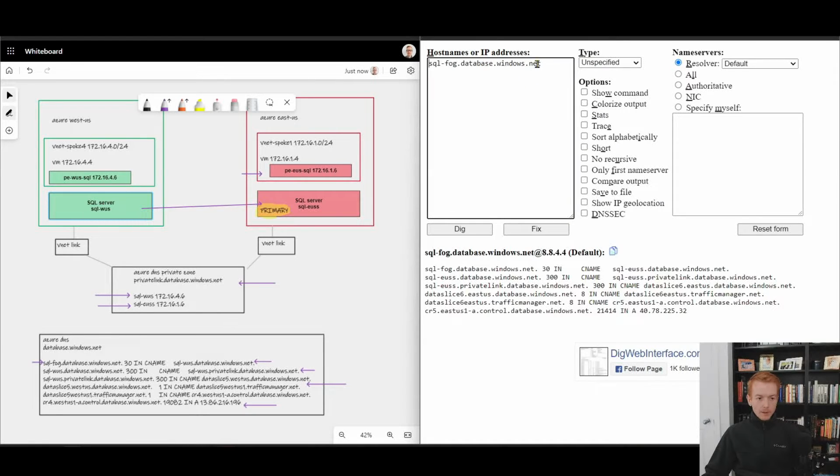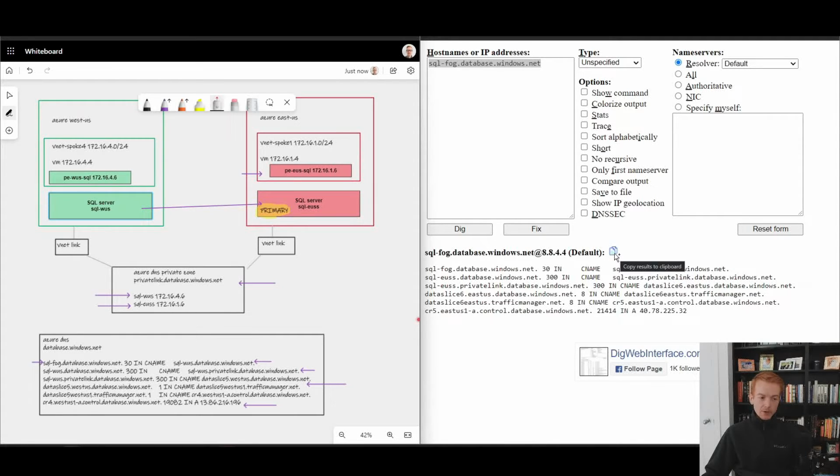But let's see what's happened now inside of public DNS. So if I redig the same failover group FQDN, we see that the first line has changed here. So now I'm being redirected from SQL failover group-database.windows.net to SQL-eastus.database.windows.net. You see how that's very different to what I had before, which was West US. This is happening inside of public DNS before the second line, which is where the private link CNAME kicks in.